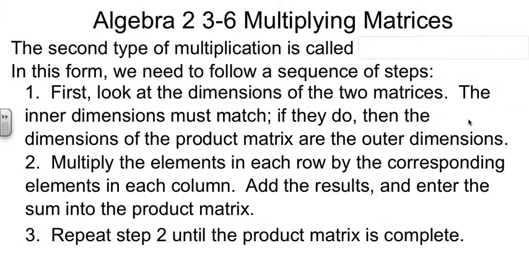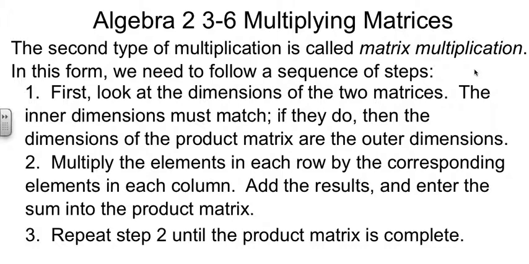This is Algebra 2, Chapter 3, Section 6, in which we will be multiplying matrices. We talked last time that there are two kinds of multiplication involving matrices. One was called scalar. The other one is just called matrix multiplication. This is where you're actually multiplying two matrices together.